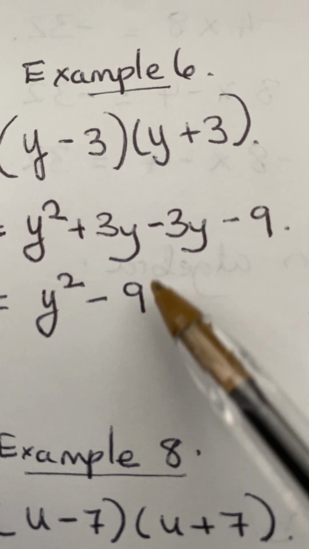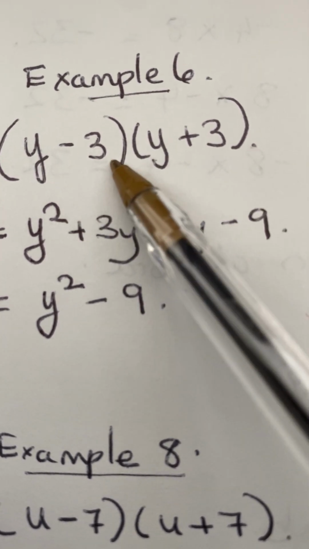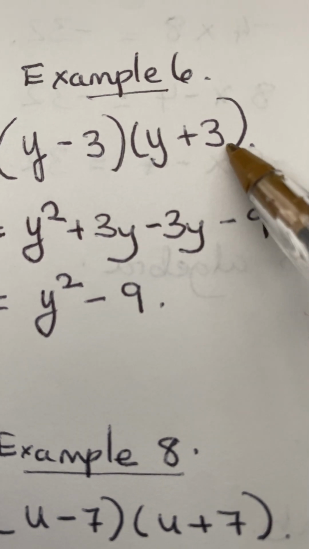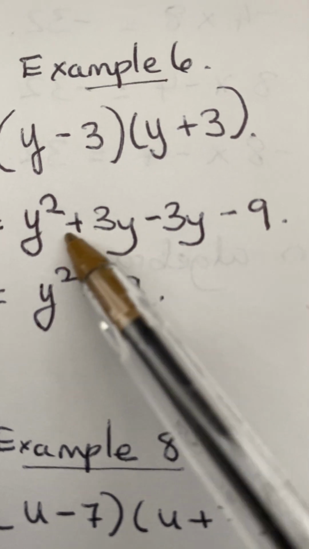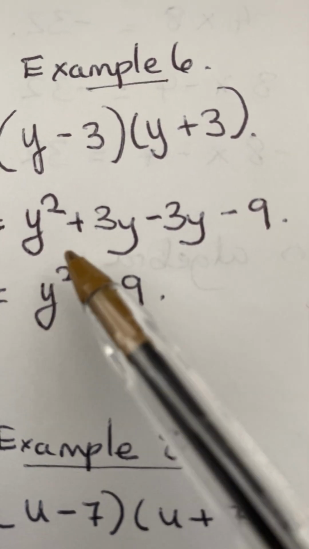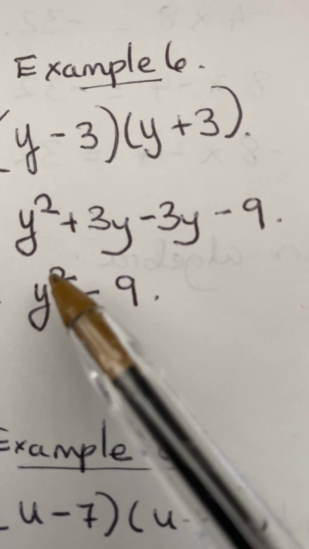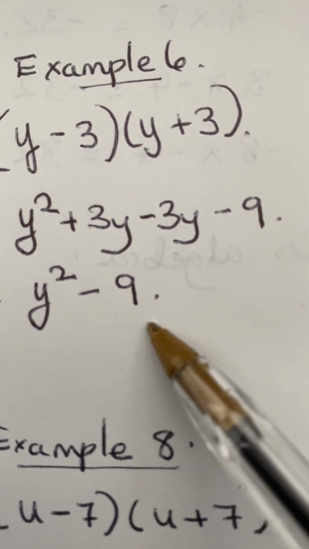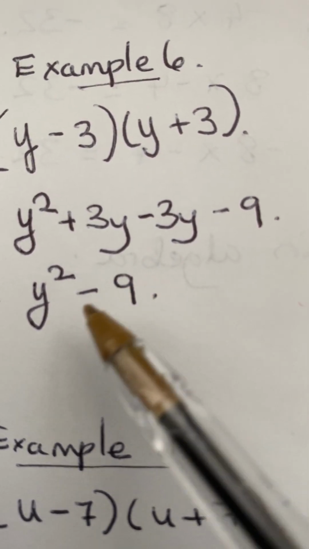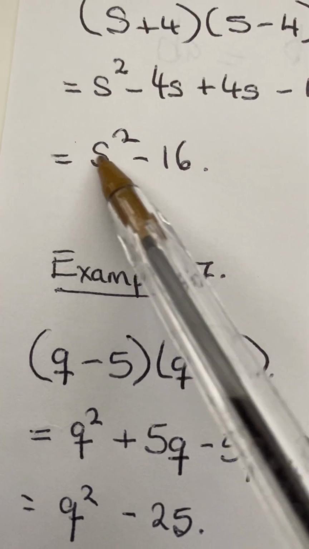So look at the equation carefully. One is minus 3 and one is plus 3. And your answer is a difference of two squares. Y times y is y squared. 3 times 3 is 9, but the sign in between is minus, as in this one.